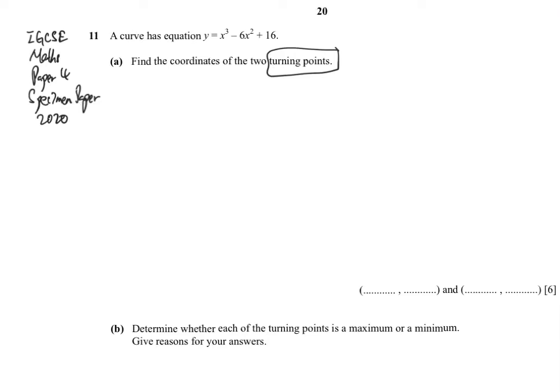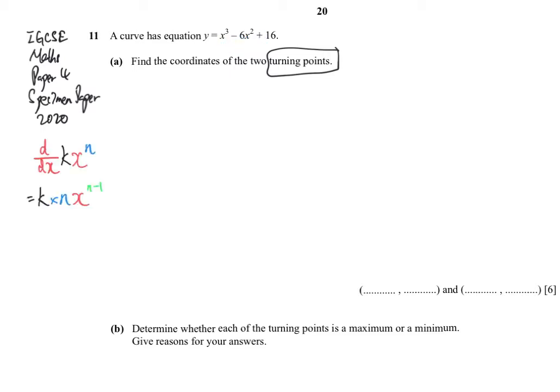So here we come to IGCSE Mathematics Paper 4, Specimen Paper 2020, the last question, number 11. Part 11A is about the turning point. Oh, it's about differentiation, right? Let's look at that. It's order 3, so you can't use the completing the square method. So you can just use differentiation to do this.